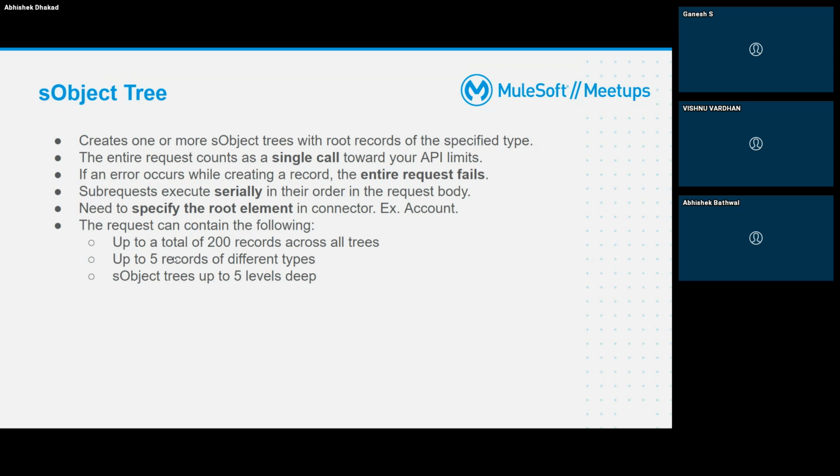So in a single request we can access only 5 different types, and it can go up to 5 levels deep. So it's not like from account we can go to lead and then 2 or 3 more deeper levels. We can have up to 5 levels only. So that's the limitation of S object tree.